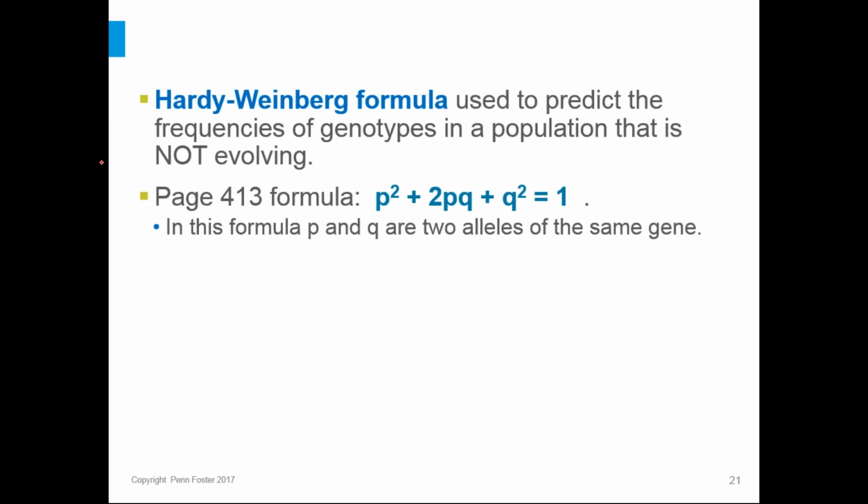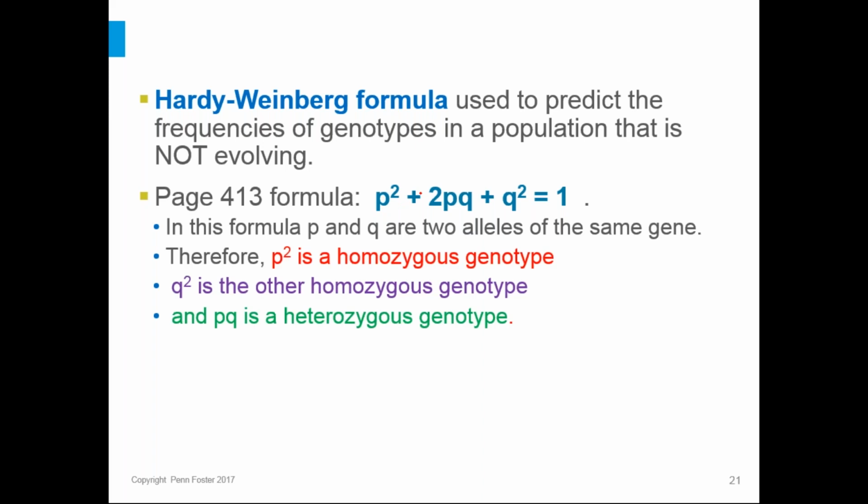In this formula, the p and the q are 2 alleles of the same gene. Okay, so if we use our example from the very beginning, we have blue eyes and brown eyes. So p can be brown eyes, q can be blue eyes, or the genes for them. So you have 2 different alleles. And then using this formula, p squared is 2 p's. So p squared is the homozygous genotype, and 2pq is the heterozygous genotype. It's got a p and a q, and q squared, 2 q's, is the other homozygous genotype. Usually p is dominant and q is recessive.